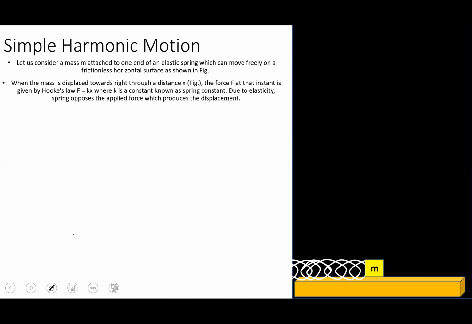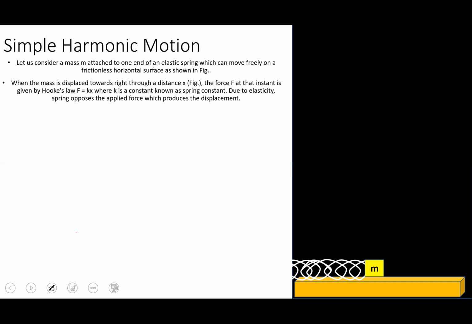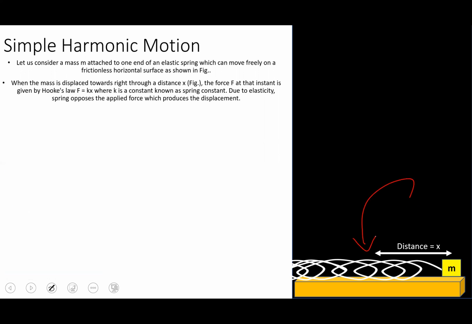Due to elasticity, the spring opposes the applied force which produces the displacement. Now we are applying some force. This force which we are applying, we call the applied force, which is represented by F. Now, if we apply the force, let's see what happens. It moves a distance x towards the right of the screen. Now, what happens? There is an elasticity in the spring, which will force it to return back to its original or equilibrium position.